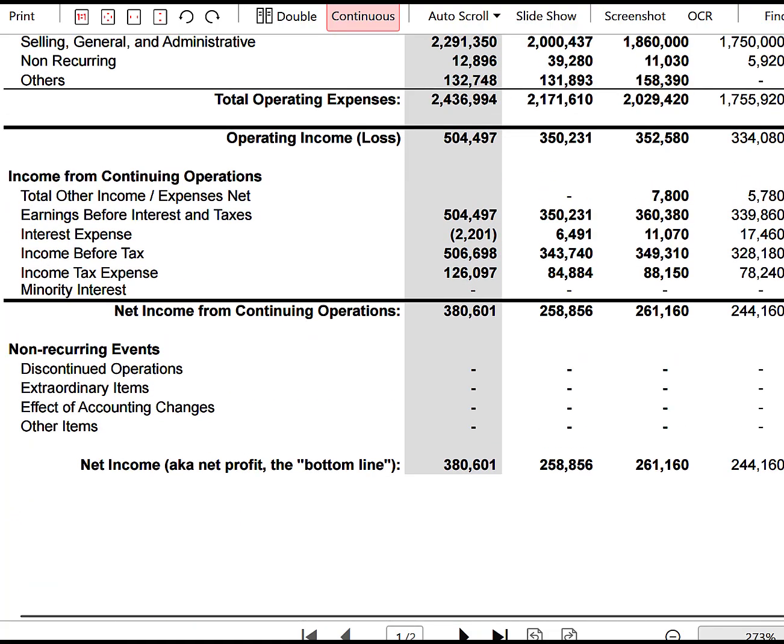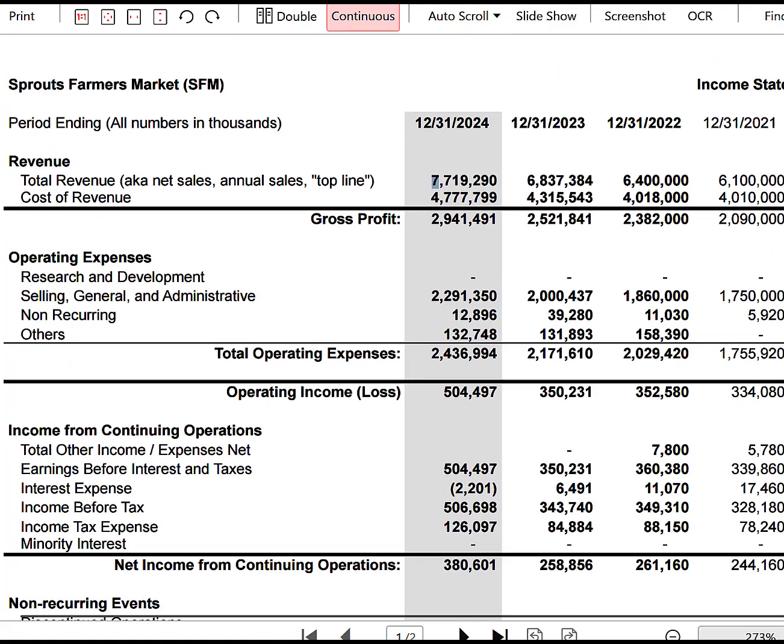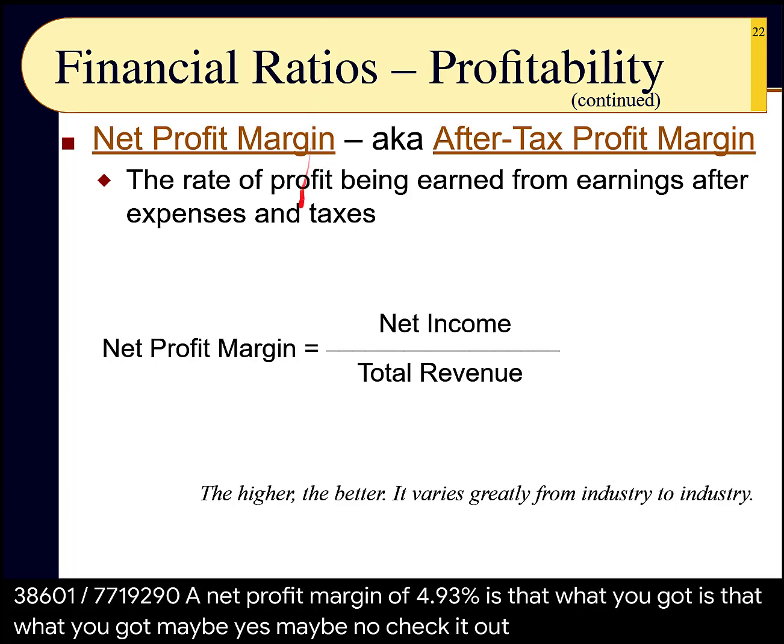And what's the bottom line number? The net income, 380,601. So when you take 380,601 divided by 7,719,290, where's my cheat sheet? I get a net profit margin of 4.93%. Is that what you got? Maybe yes, maybe no. Check it out. Maybe I made a mistake.